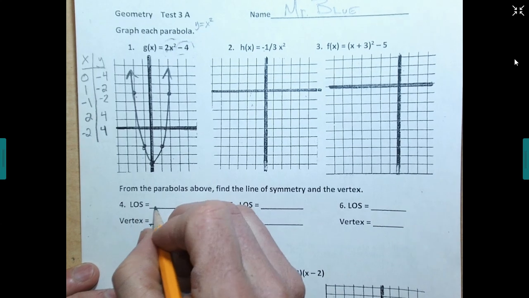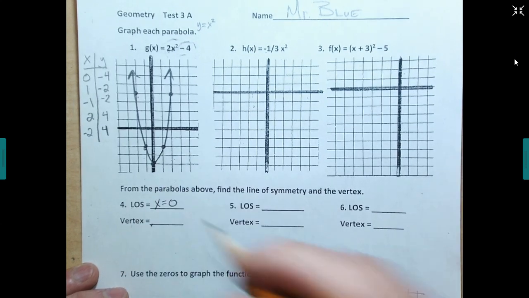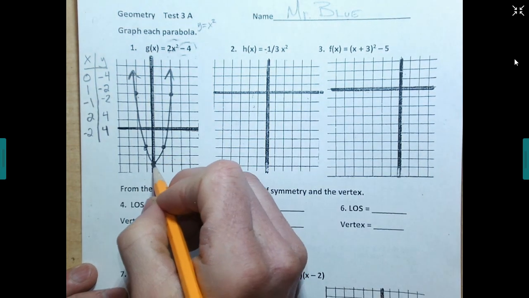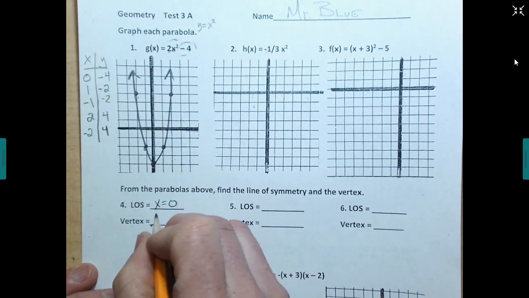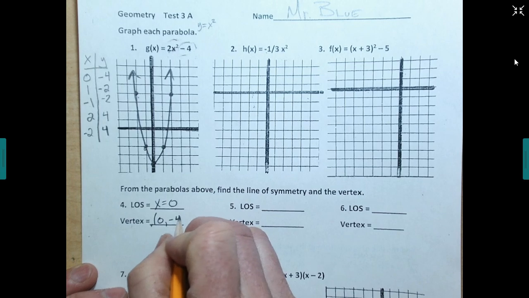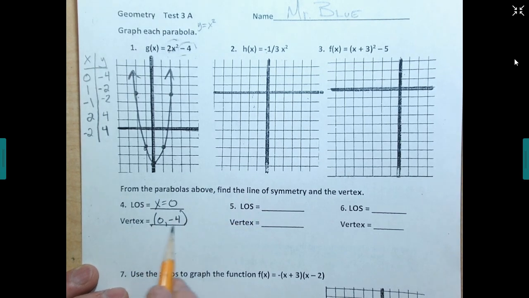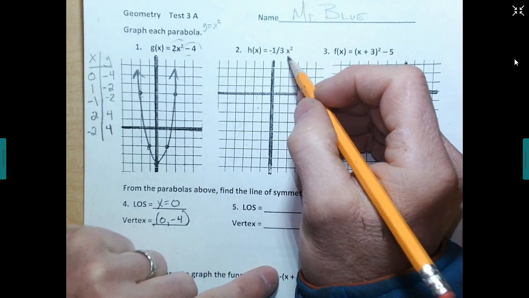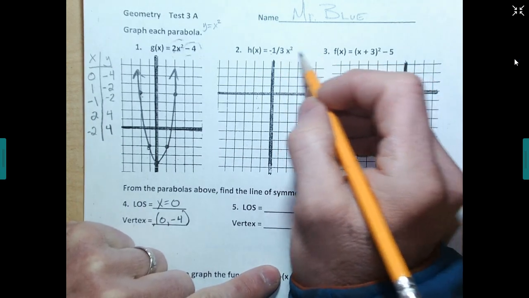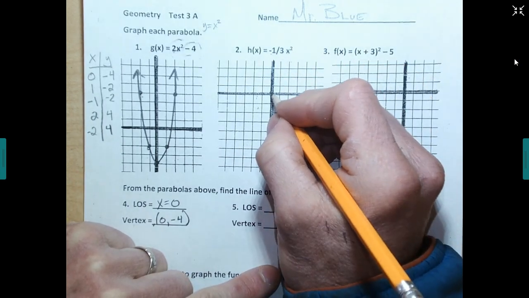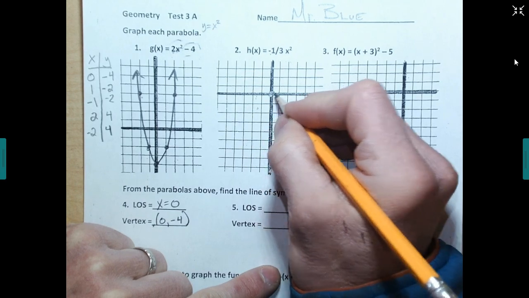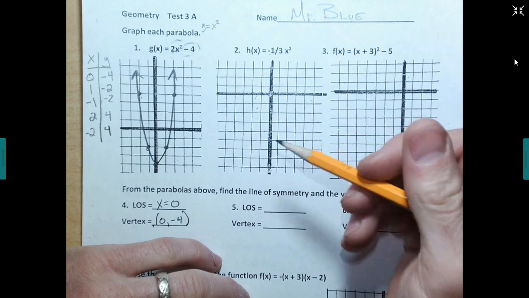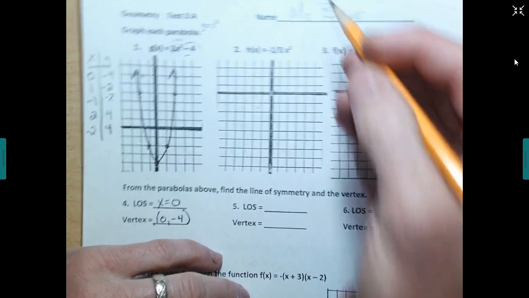My line of symmetry, x equals 0. It's right here. My vertex is right here. It's 0, -4. And I hope you wrote it as a point because the vertex is a point. All right, let's check out this one. This one, I don't have any horizontal and vertical shift, actually. So my vertex is going to remain 0, 0. Now, I'm going to check it with the table, but that's what I think.